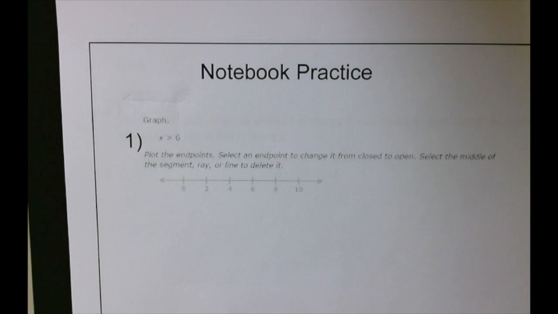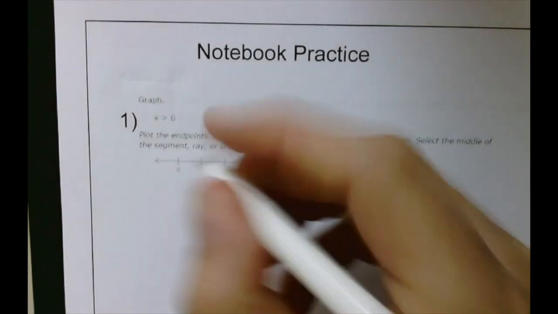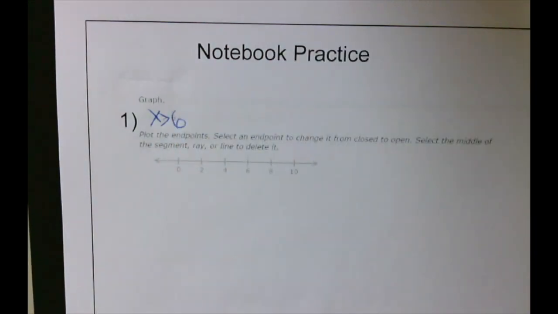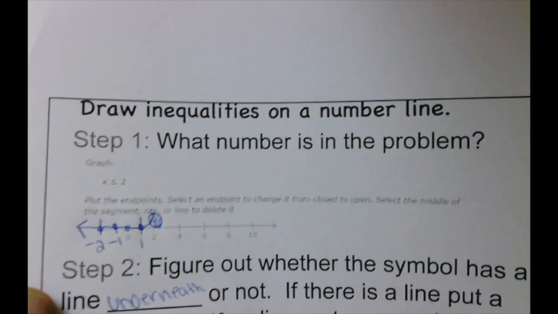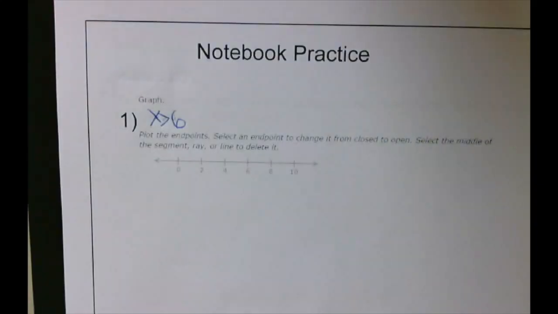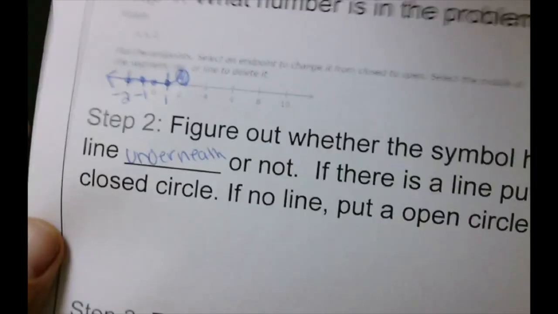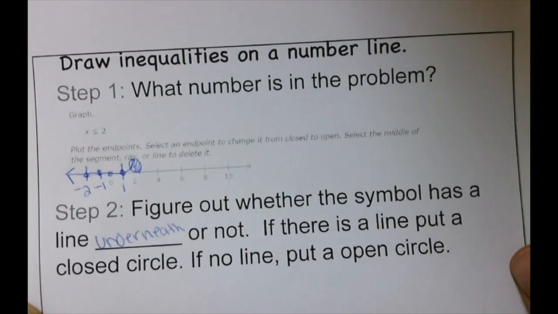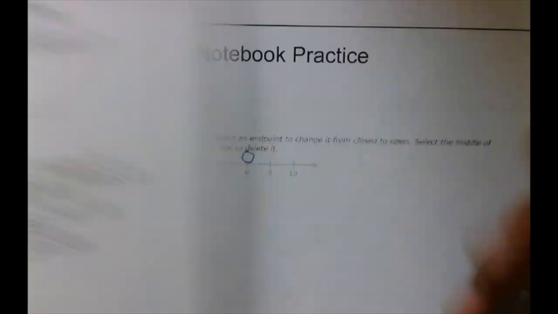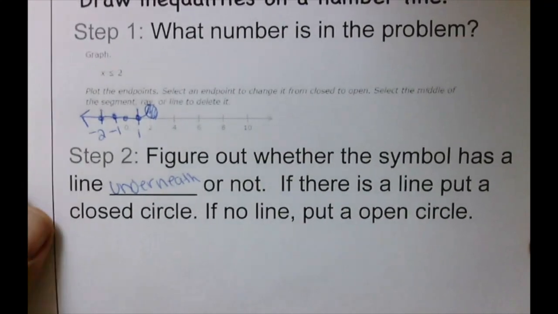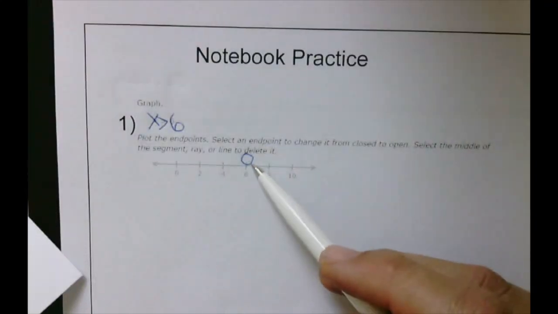Let's look at this one here. We have x is greater than 6. Let's begin by looking back at our steps. First thing we want to do is identify what number the problem is on. It's 6. Next, we want to figure out whether the symbol has a line underneath or not. There's no line. If there's a line, put a closed circle. If there's no line, put an open circle. So we'll leave it open.